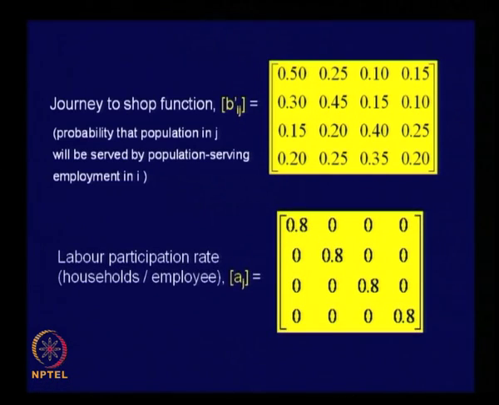Labor participation rate, households per employee, AJ is a diagonal matrix. Why is it a diagonal matrix? After all, this information pertains to only 4 traffic zones. So, you can have only 4 entries and the rest of the cell values will be 0 only, clear. But still we want to have the same number of rows and columns because it is a diagonal matrix. You cannot just have a diagonal matrix with 4 entries without entries in the other cells, because it should be a 4 by 4 matrix.